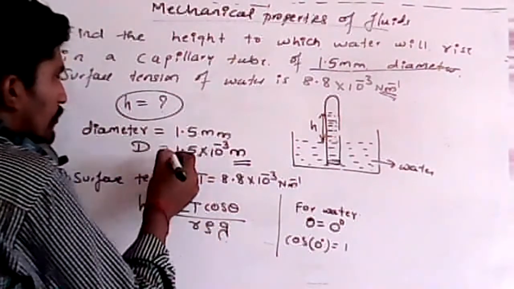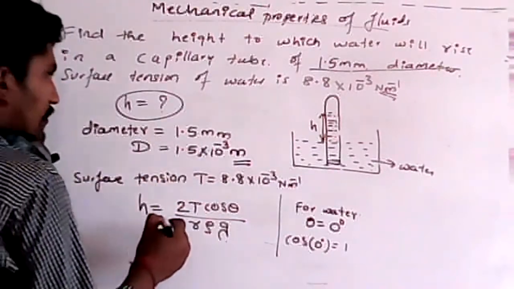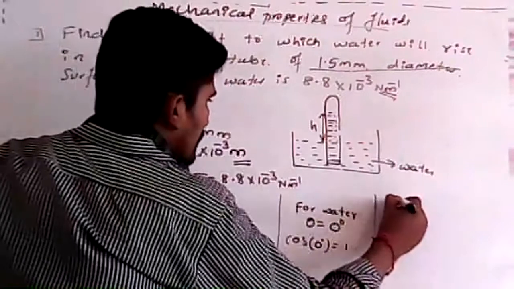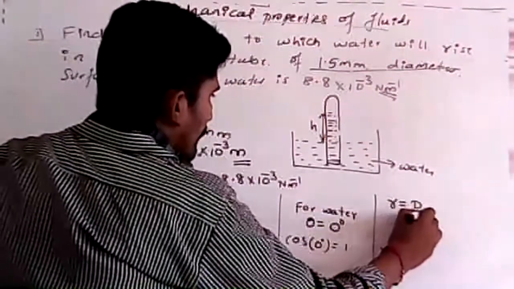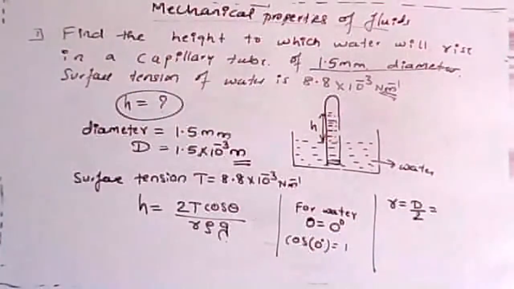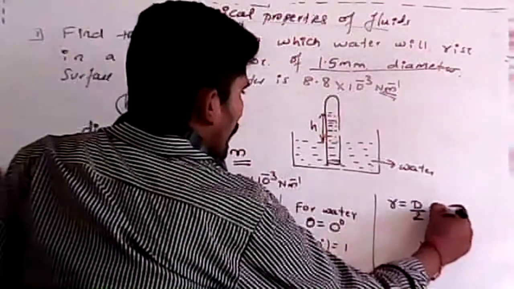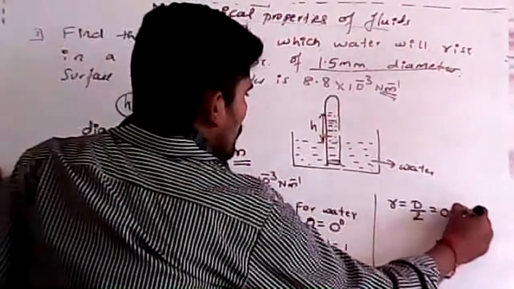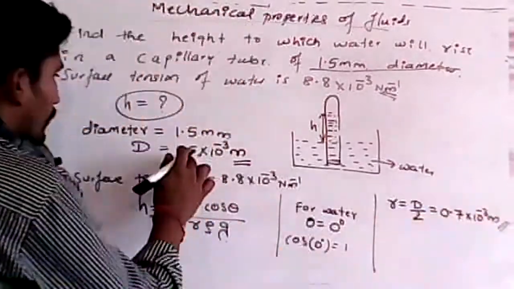Then we have to find out the r value. How to find r? R is nothing but d by 2, the diameter divided by 2, half of the diameter. So just put the r value here. R can be written as half of 1.5, which is 0.75 into 10 raised to minus 3 meter. This is our r value.